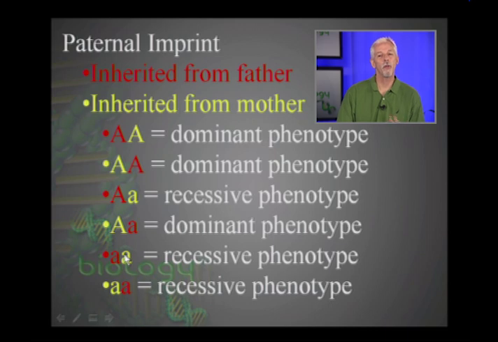So again, that would be a paternal imprint. When dad makes sperm, he inactivates whichever allele he passes on, whereas mom will make sure that those alleles are active. She removes the imprint.